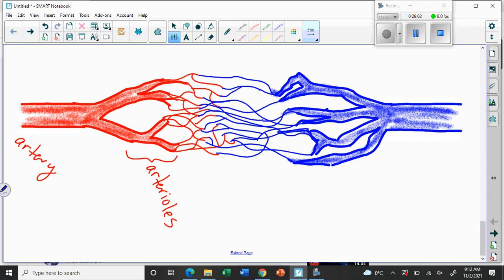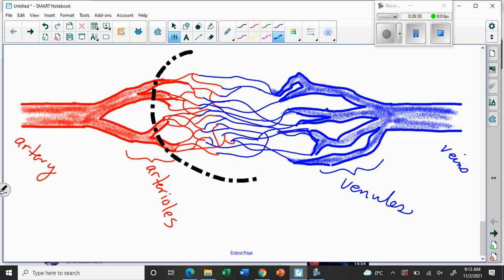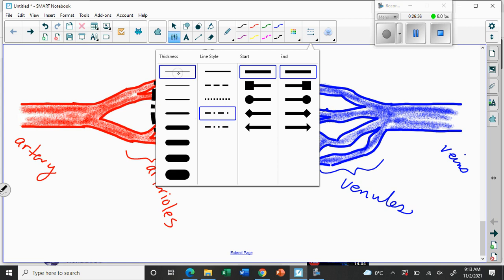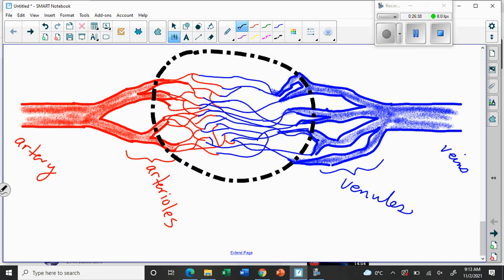So this section, well, let me label the other side, I guess, first. So what we have on the other side are veins, which are the large ones. And these sort of smaller veins are the venules. And then again, we have very, very tiny ones. So I'm going to put a sort of a circle around this area right here, where all the tiny ones are. So what this is called is a capillary network. These are called capillaries.